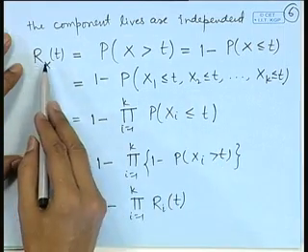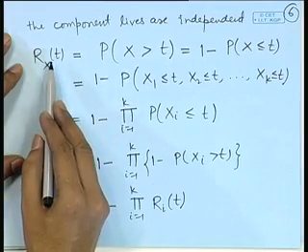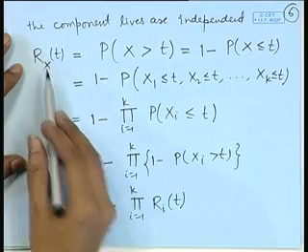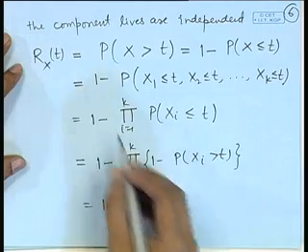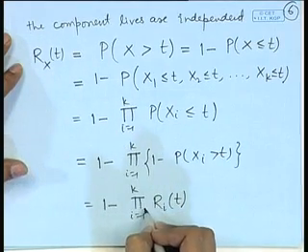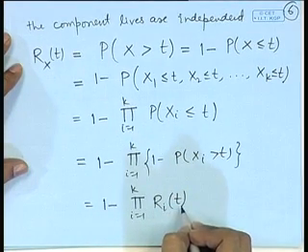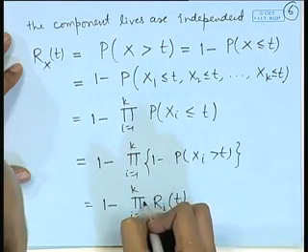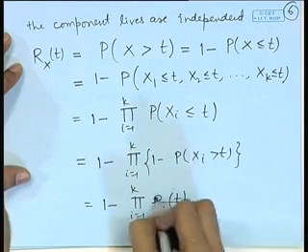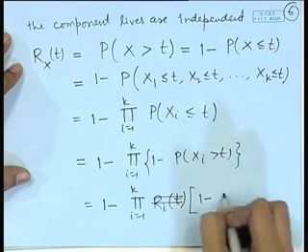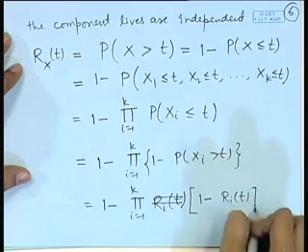Therefore, the reliability of a system consisting of parallel components is expressed as R(t) equal to 1 minus the product of the reliabilities of the individual. Sorry, this is 1 minus. So, this is a wrong expression: 1 minus the product of (1 minus Ri(t)).